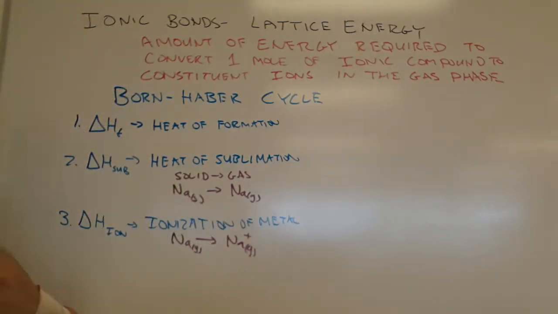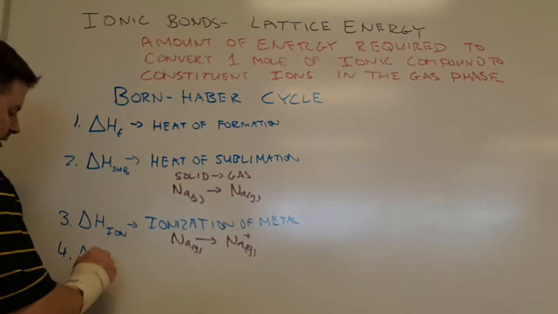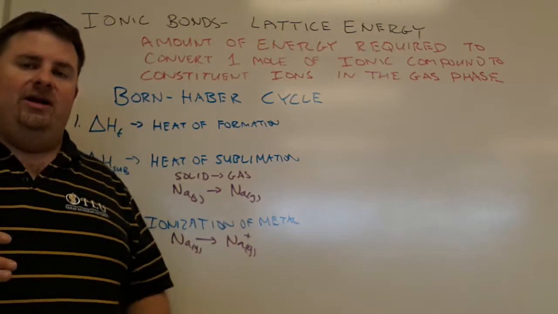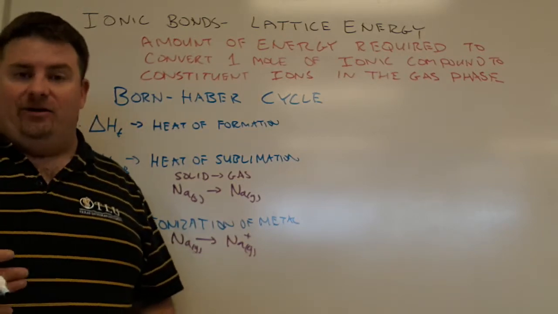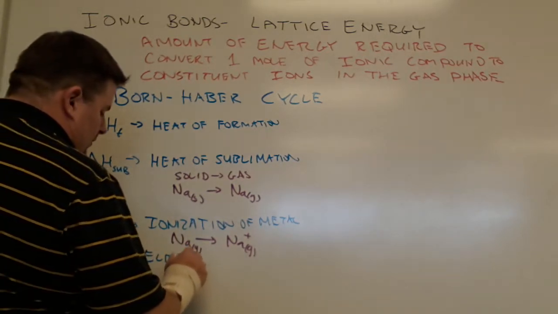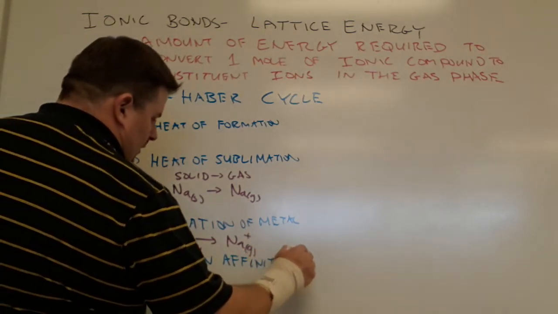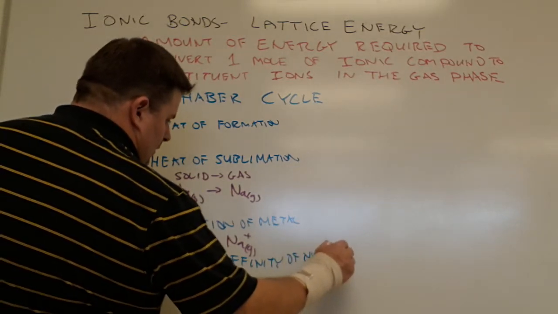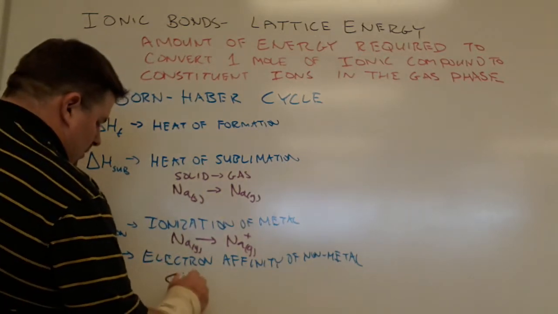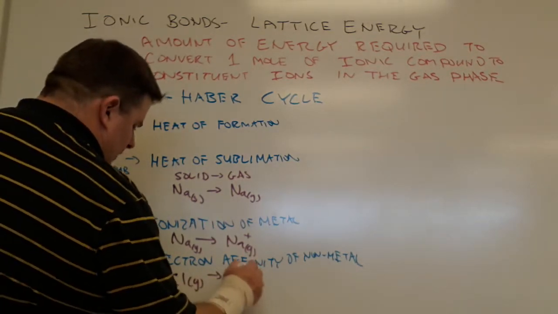Okay. The fourth component of this is the delta H of electron affinity. Okay, remember, when I talked about electron affinity before, I talked about all those positive values. In general, those positive values are going to be negative here, the negative delta H. So this is electron affinity of the nonmetal. Okay, and that's why something like chlorine gas goes to Cl gas with a minus. All right.